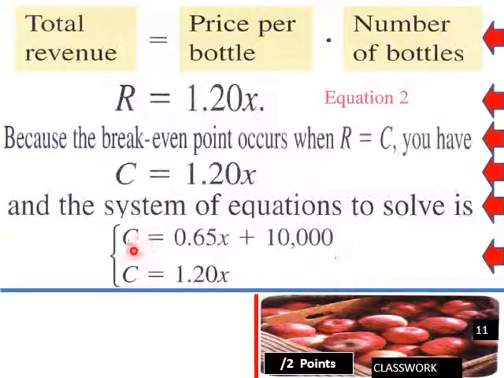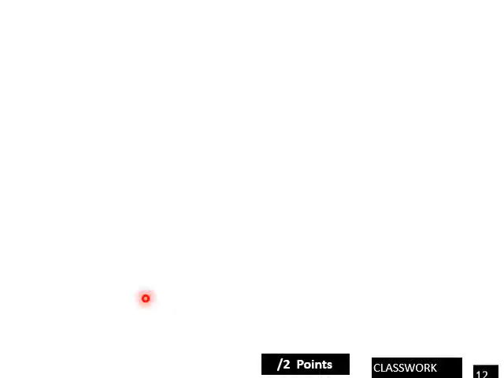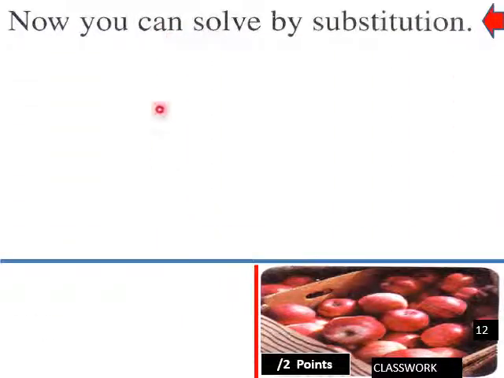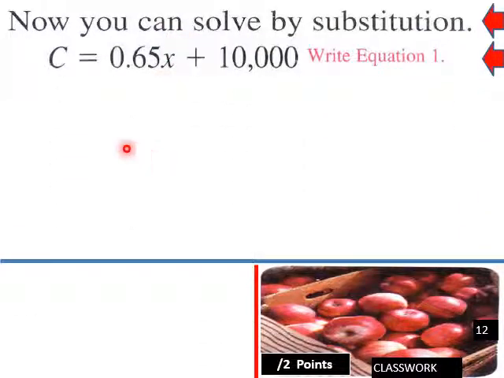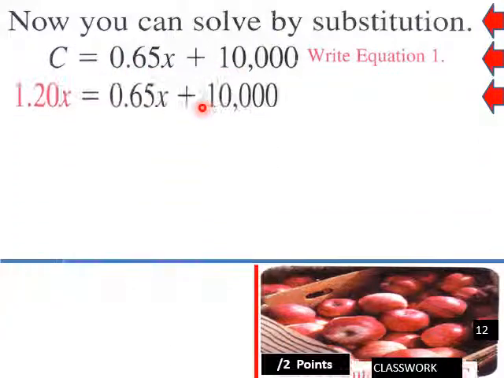So we have two cost functions here. Now you can solve by substitution. So C equals 0.65x plus 10,000, equation 2. Well, what are we going to do here? We're going to substitute in 1.20x for C. We already solved that for C in the earlier one. So now we substitute that in, and now we can solve for x.